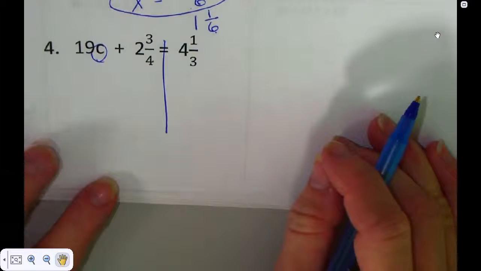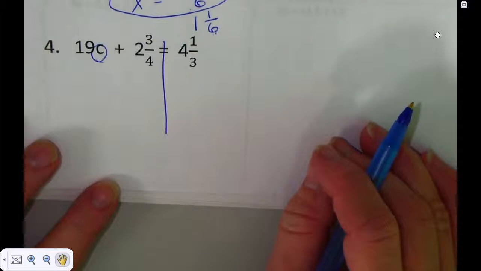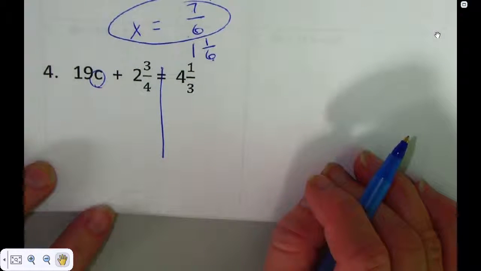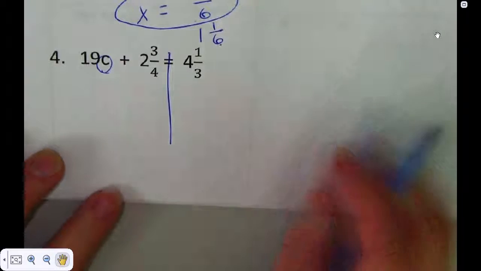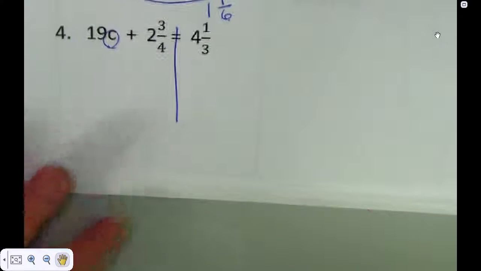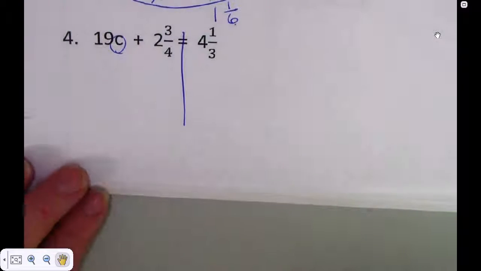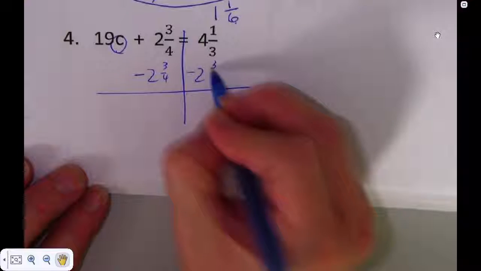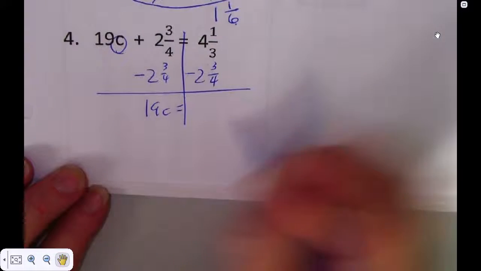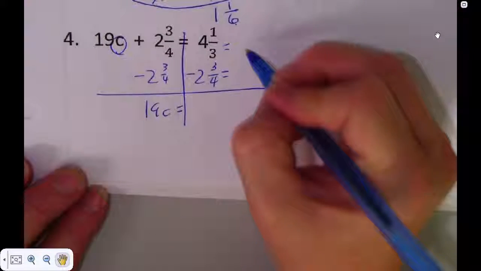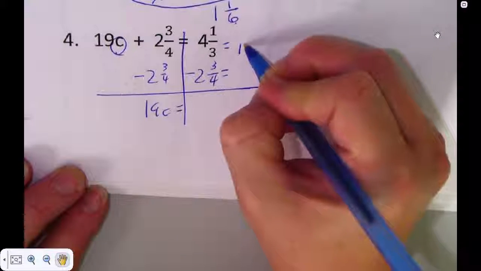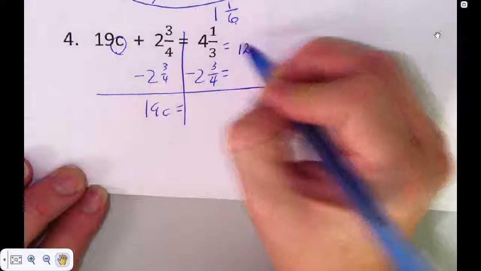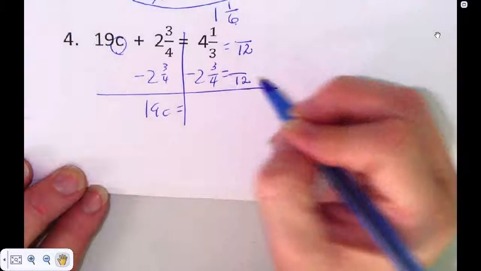Okay, now on the next one. Circle the C, draw your river. Yes, or 7/6, either one. Okay, yeah, that's fine. Look at number 4. Circle the C, draw your river. What am I going to do first? Good. So 19C equals, I got to get a common denominator. What's that going to be for 3 and 4? 12. Who said 12? Good, JC.